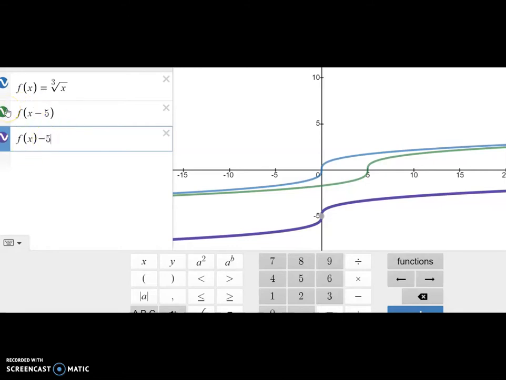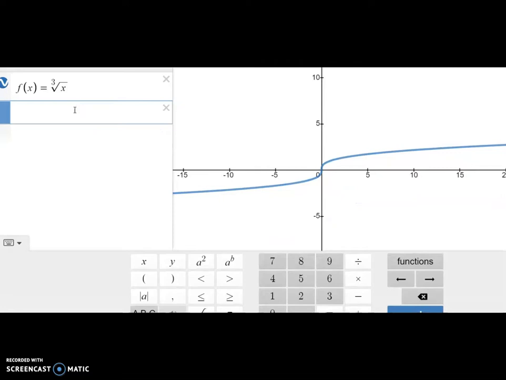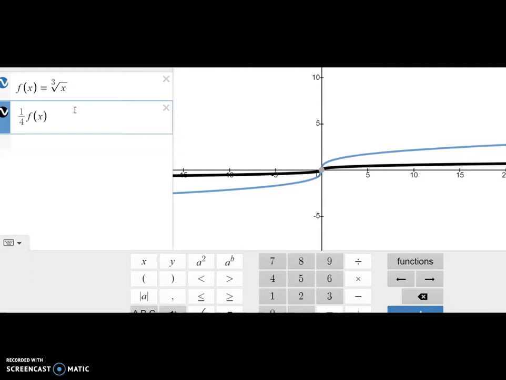And once you do, you can see the advantage to it is you don't have to write this whole cube root notation again. Let's do one last thing here. Let me just get rid of these, x them out. Let's say we multiply this thing by 1/4. That's like multiplying our equation by 1/4, but I don't want to type that whole thing again. F of x, like that. Notice that shrunk it. That's what we call a vertical compression.